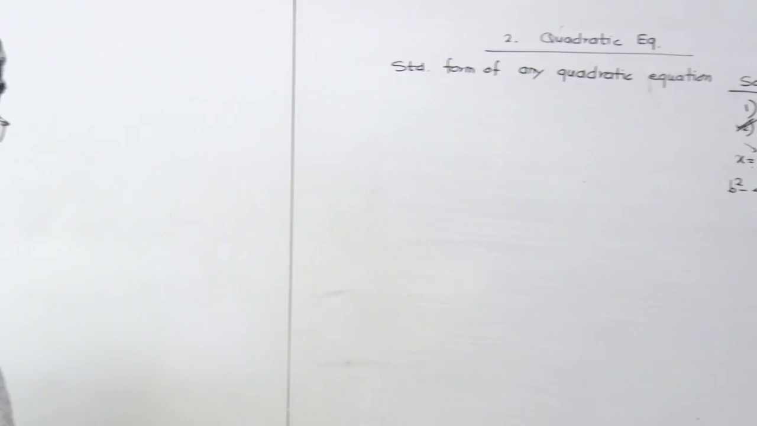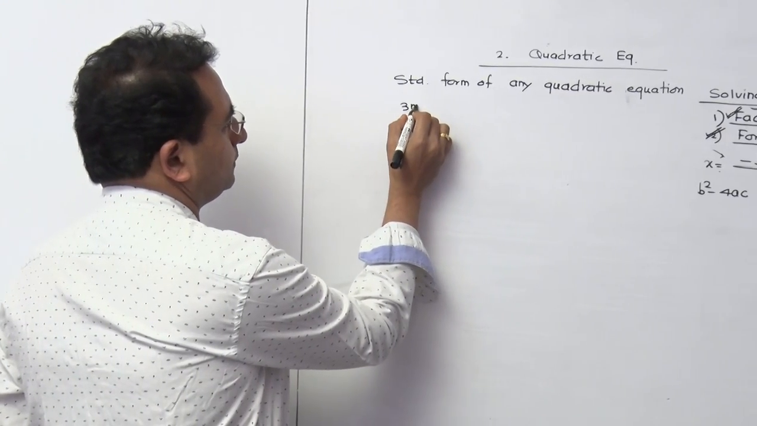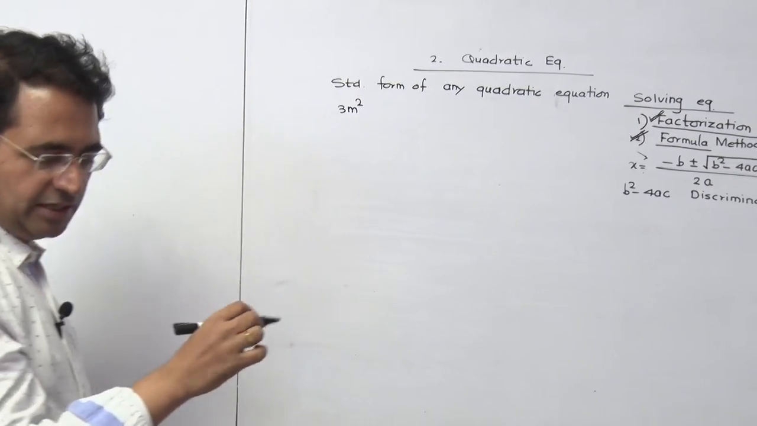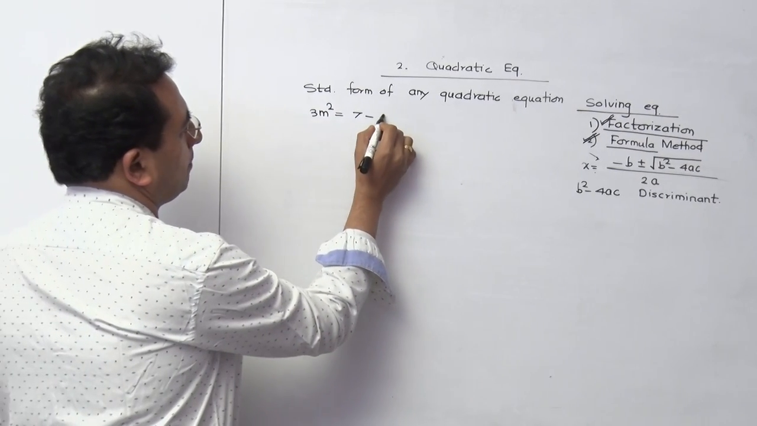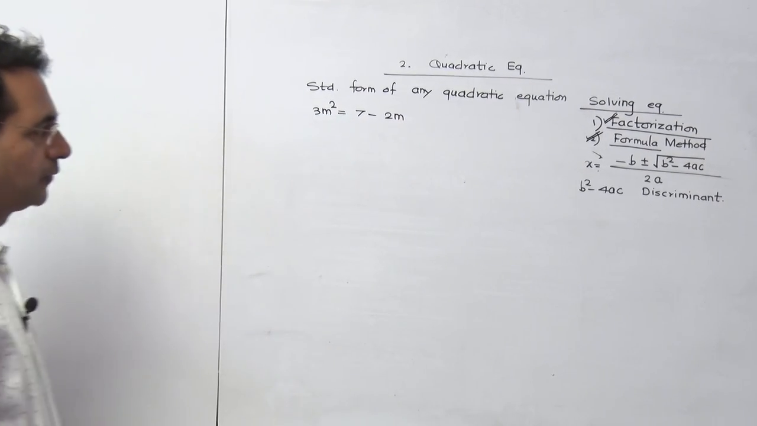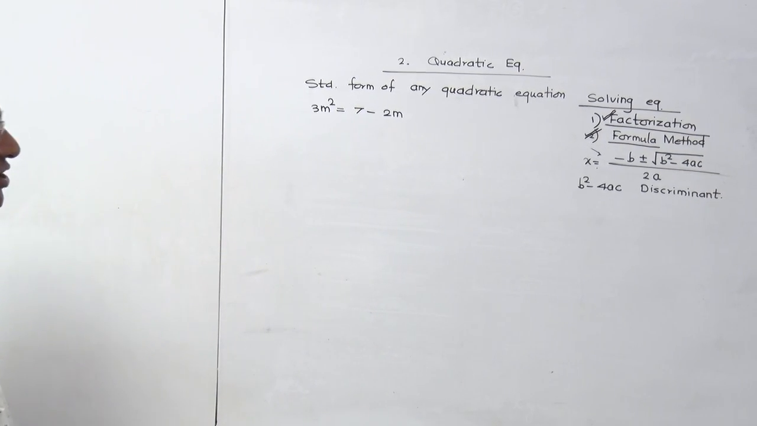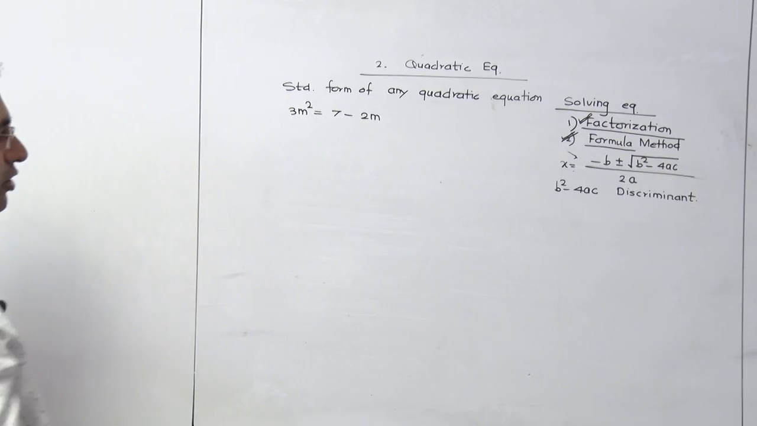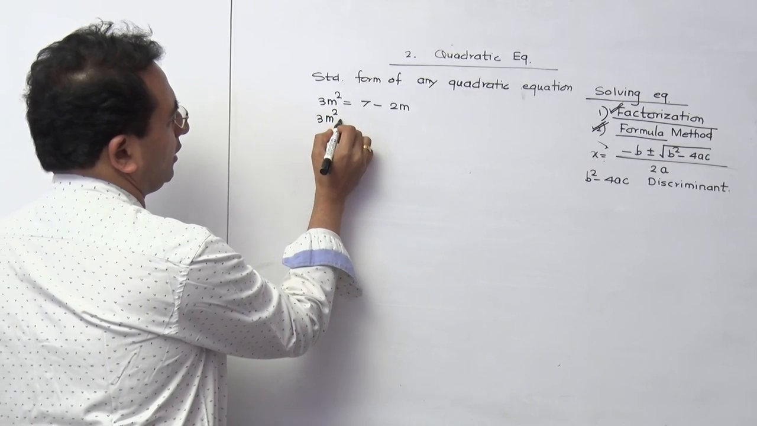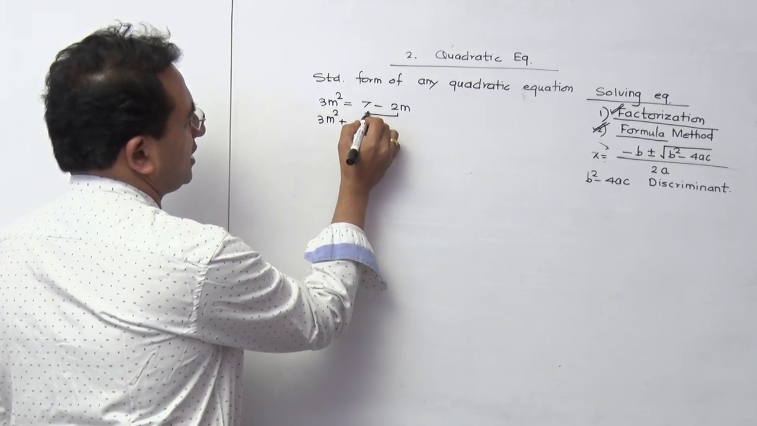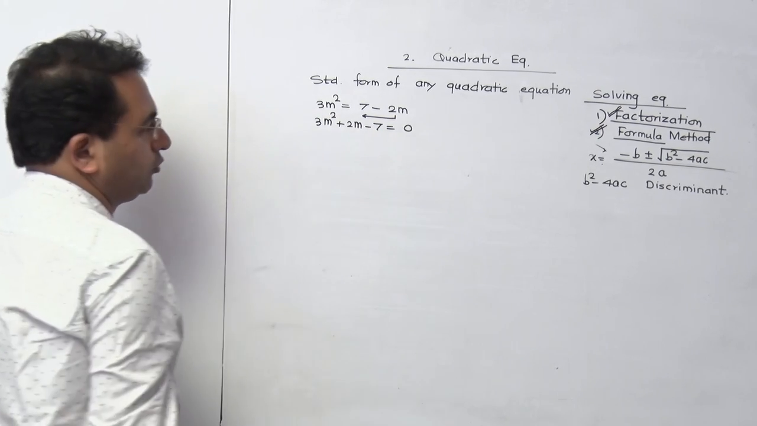Let us go for the last question of this session. The question is 3m square is equal to 7 minus 2m. This equation, as I told you earlier, is not in the standard form. So we are writing 3m square minus, this will become plus, it is 2m and then minus 7, that is equal to 0.